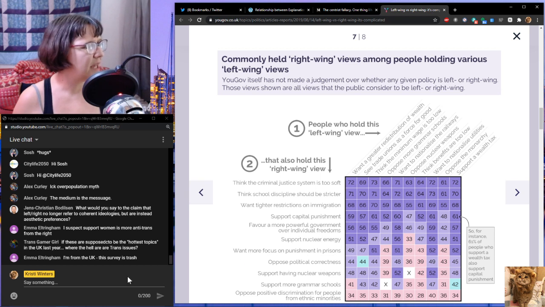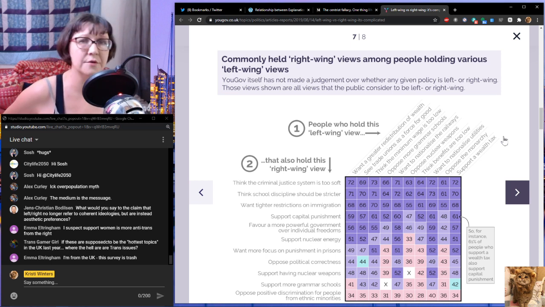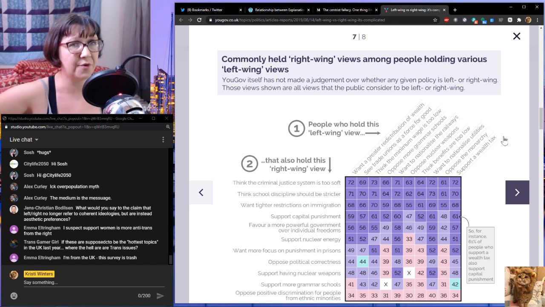The survey is trash? Well, the survey is just asking people what their positions are, so I don't know why you're saying it's trash, Emma. They're not actually trying to say this is left or right. They're pointing out that when you ask these opinion questions, people don't neatly fit into a left-right spectrum. That's the whole point of the article. So in case you didn't catch that before, that's what this is about.